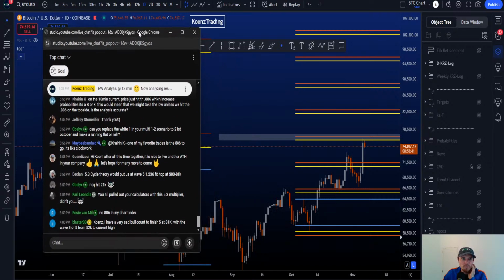Can you replace the white one in your multi-1 2 to the 21st of October and make a running flat? Well, a running flat is very rare. And of course, therefore never preferred unless everything else fails. So I like to avoid running flats unless we can't use anything else anymore. You didn't want to hear that. So yeah, I would stay away from running flats unless you can't count it any different.